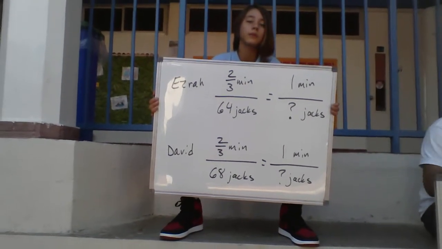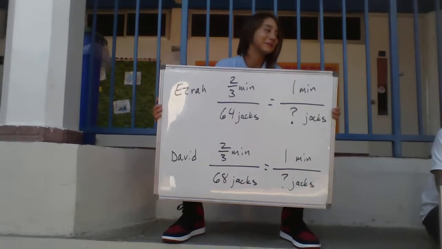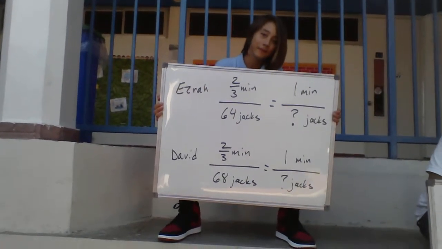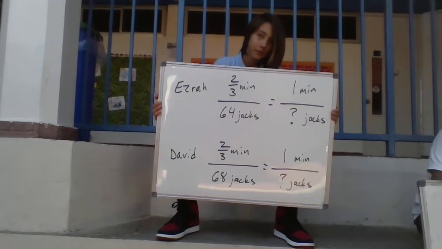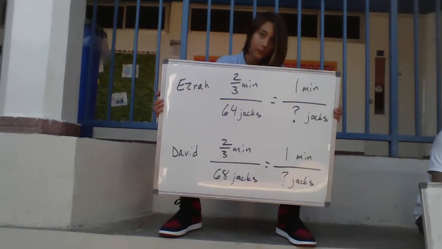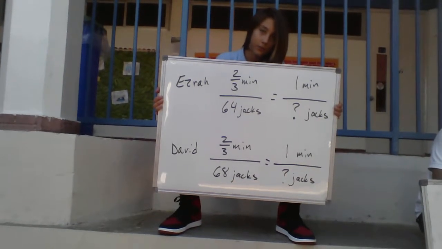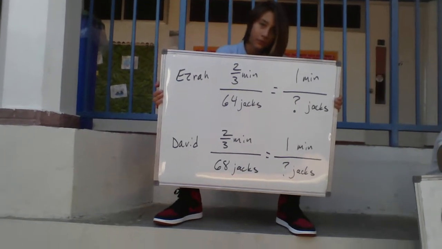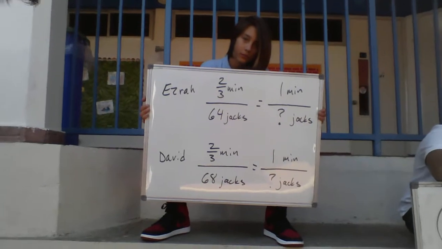So thanks to Geronimo for holding this sign, and what you'll notice is that in 2/3 of a minute, Ezra did 64 jumping jacks, and he could have kept going. David, in 2/3 of a minute, did 68 jumping jacks. He was really tired, but he did well.